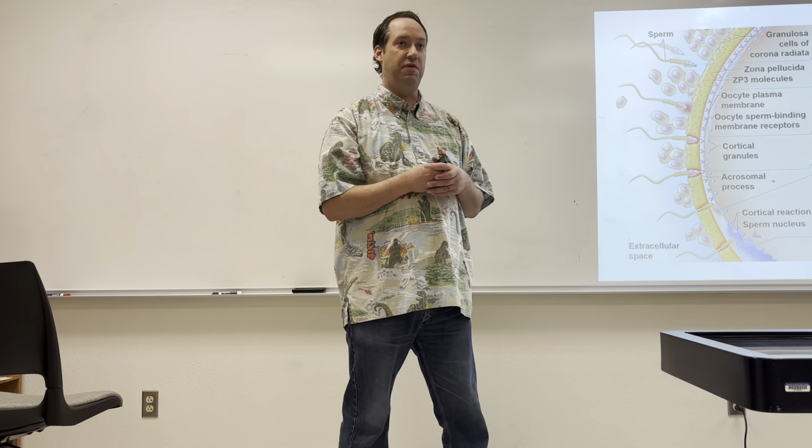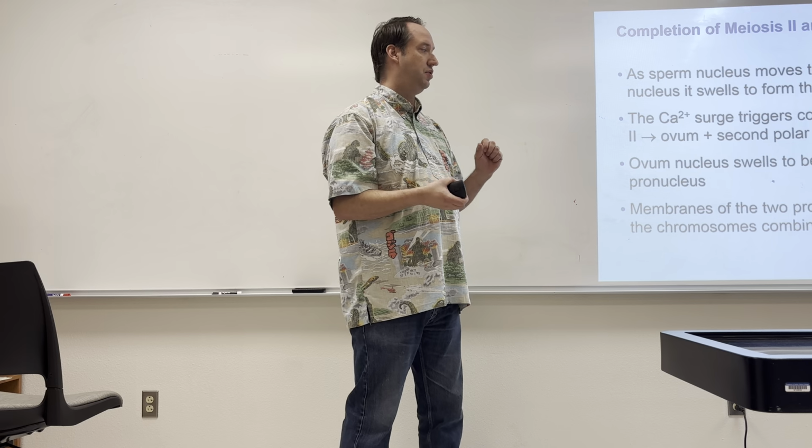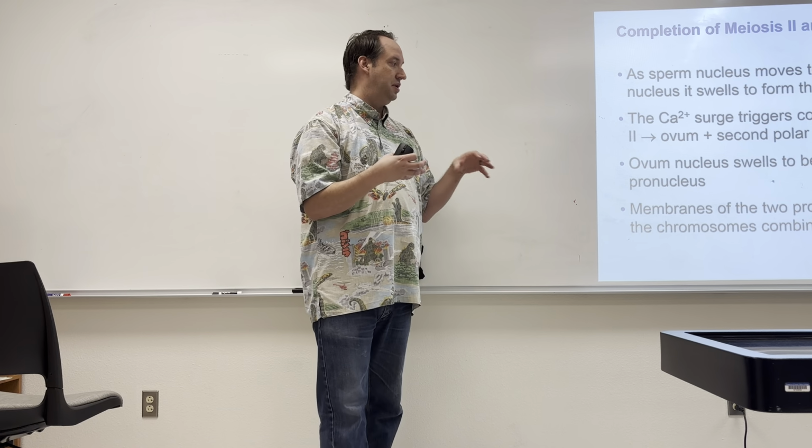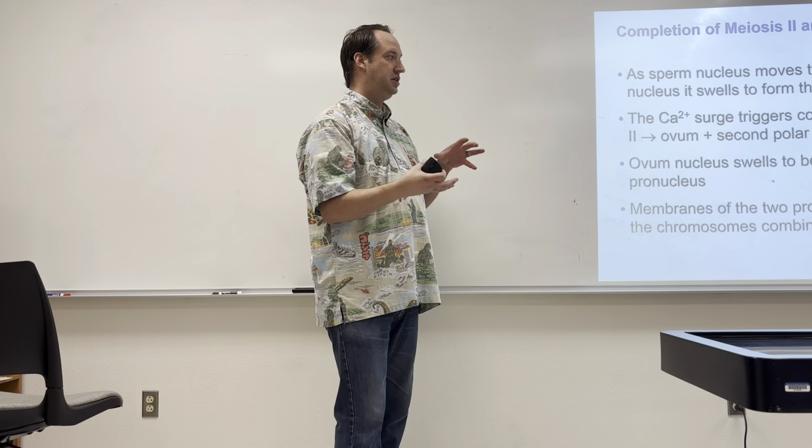As soon as that happens, we undergo meiosis II. Like I said, meiosis II doesn't happen until fertilization. So the calcium surge that causes that cortical reaction also triggers meiosis II. So we shed those extra 23 chromosomes. In the meantime, the sperm nucleus starts to swell up. They're going to come together, and we've got 23 and 23, and the chromosomes recombine, and now we have a fertilized oocyte. A fertilized oocyte is called a zygote.